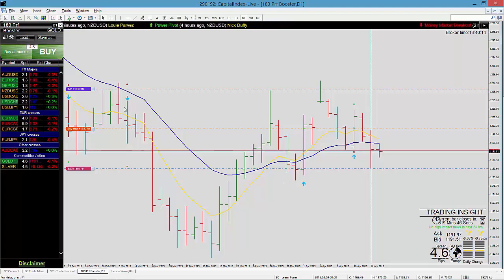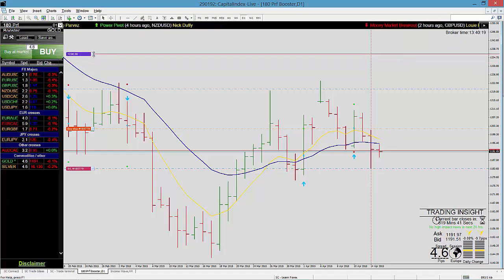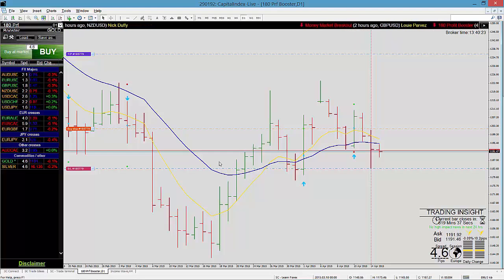Now, if you wanted to change your target, you can drag and drop it on the screen. Left click, hold and drag, and you can try and approximate where you want it to go. You can say yes, you want to move your target. You've got that option.